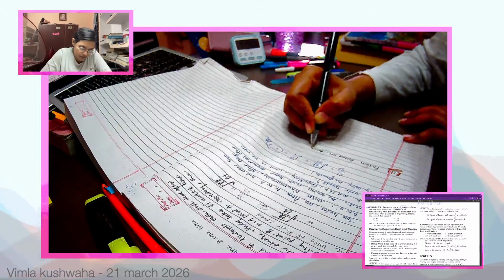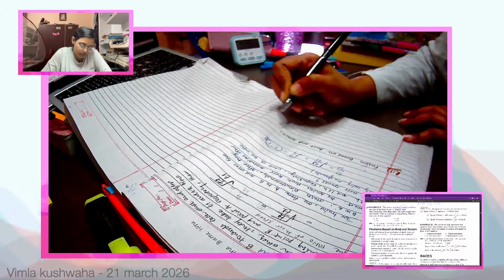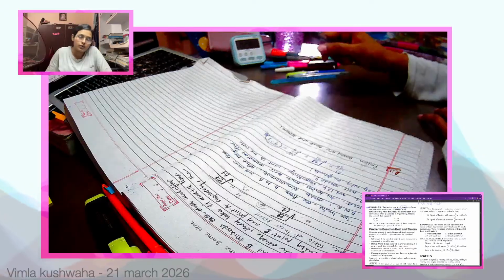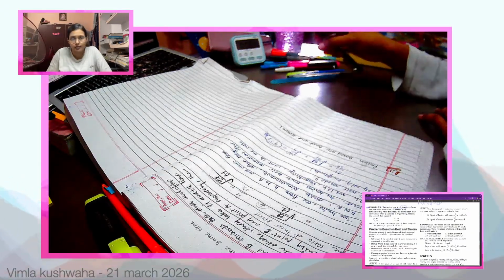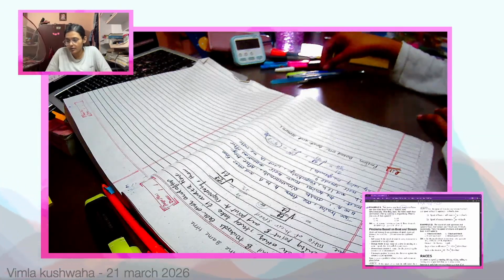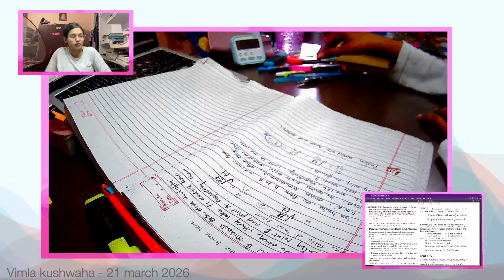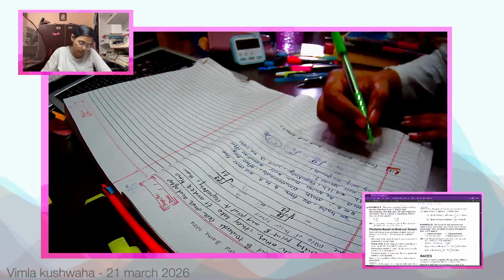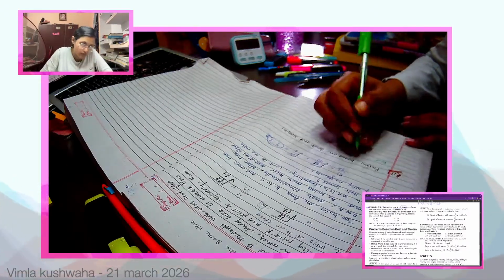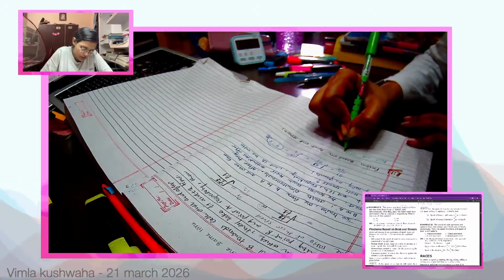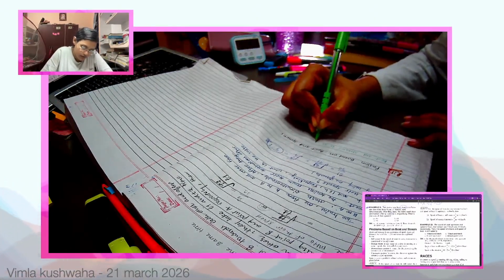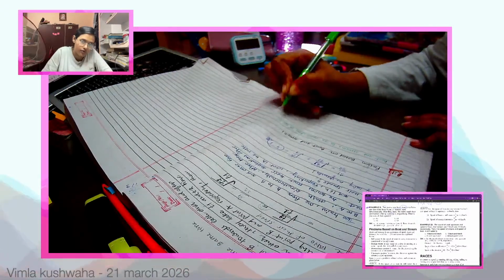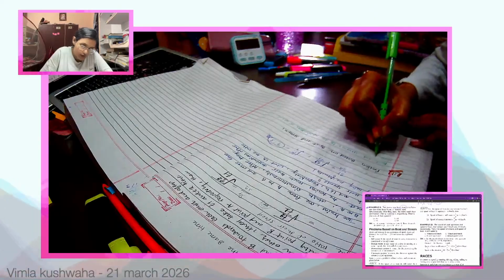Based on boat and stream. So the boat and stream is an application of speed, time and distance. I'll write the theory part in green. So we write here: boat and streams is an application of speed, time and distance.